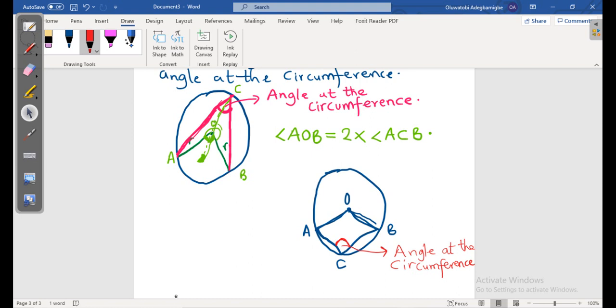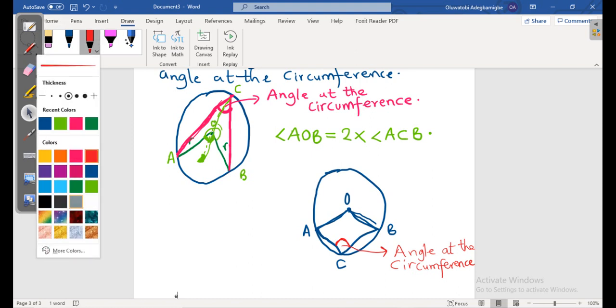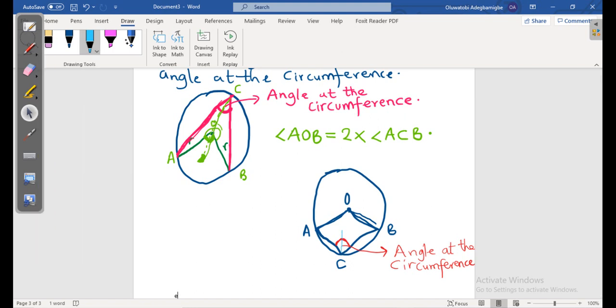Now, just like I explained the other time, how do I get the angle at the center? From this angle at the circumference, can I draw a line passing through the center and stopping here? Don't forget there will always be two angles, the interior angle and the reflex angle. Which of the two is closer to this point you're seeing here? You will agree with me that it is the reflex angle. So that is the angle at the center. That means reflex angle AOB, the angle at the center, is 2 times the angle at the circumference.